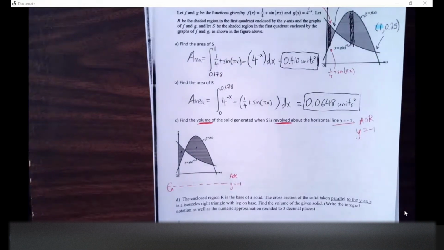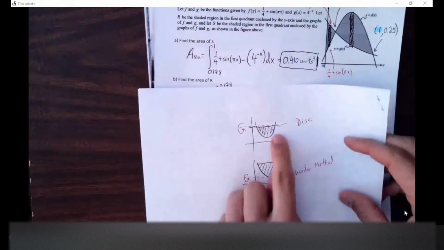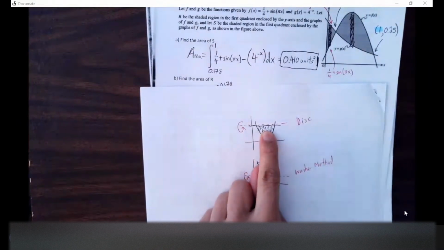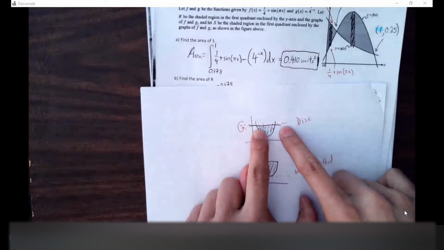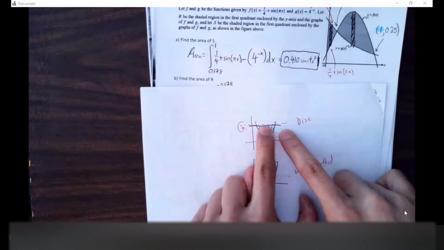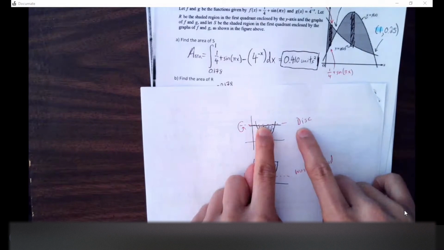Just as a reminder, we can always tell from looking at this stage of the problem whether it's disk or washer method. So just some other examples here. Remember, disk method is only applicable if the axis is up against the flat surface of the shaded region, so we can't see any space at all. That's an indication that it's disk method, that there's a need for only one radius.